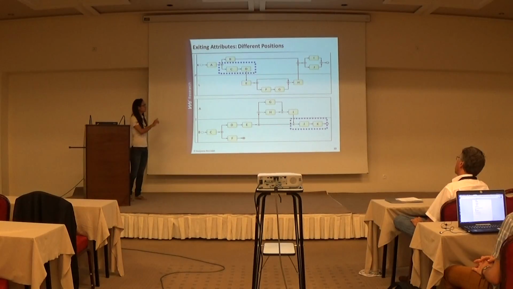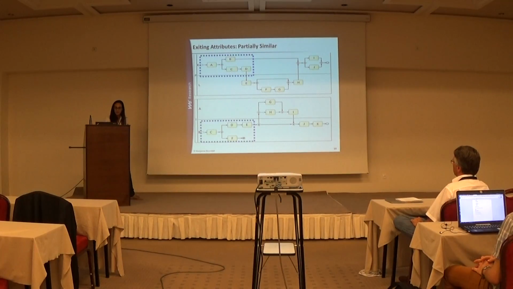For example, you can see these two subgraphs appearing at the beginning and at the end of different process models. Or they can be partially similar, which is quite a trivial attribute. And this means that at some point, the subgraphs start connecting with different parts.